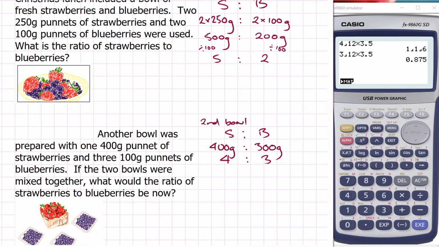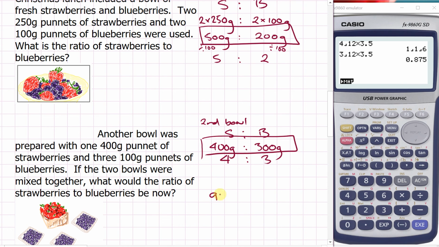Now, if we mix those two bowls together, the original bowl and the second bowl: in our first bowl we had 500 grams of strawberries. In our second bowl we have 400 grams. So if we add those two together, we get 900 grams of strawberries. Blueberries, we've got 200 in the first bowl, 300 in the second bowl, so that's 500 grams. So mixing them together, we can see this is a ratio of 9 to 5.